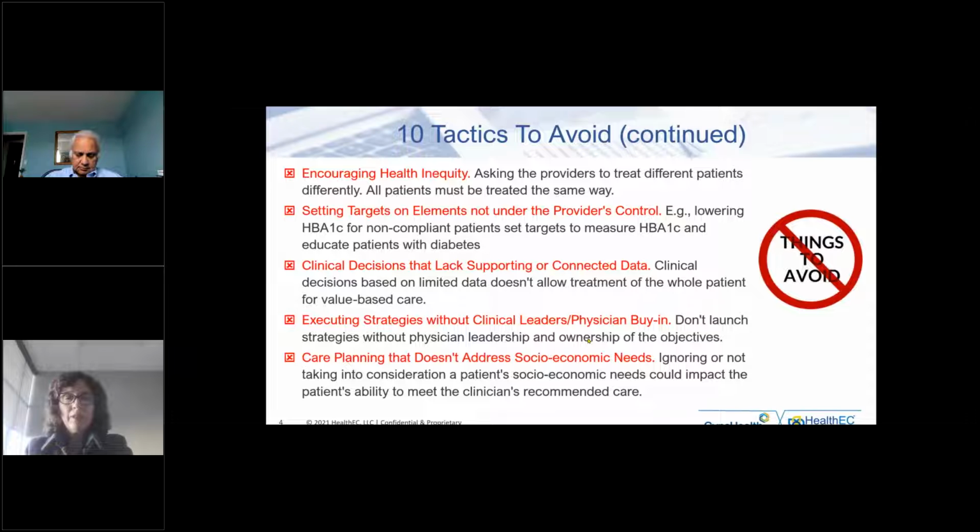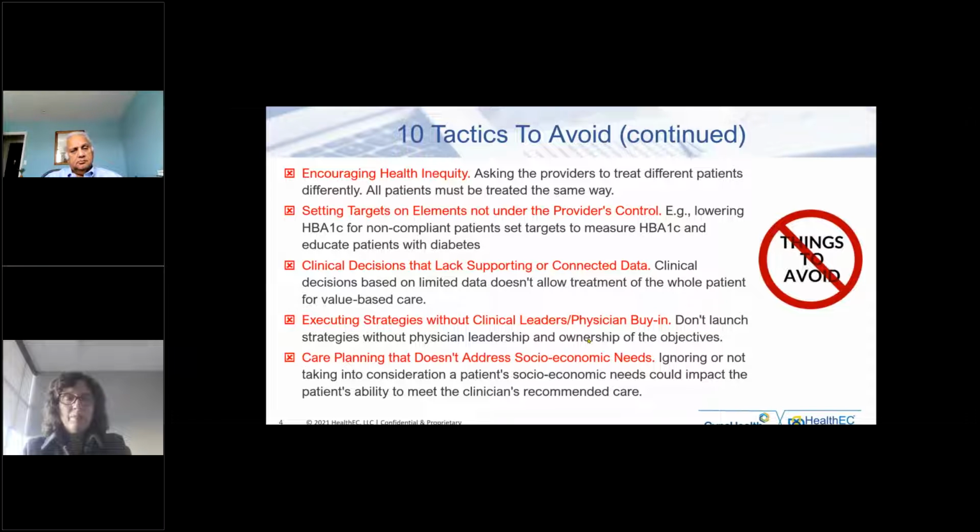First of all, number 6, not encouraging health inequity, so encouraging health equity, so that all patients are being treated the same. Do not set targets that are not under the provider's control. For instance, many physicians have been asked to have a metric of hemoglobin A1C that they know they're not going to be able to budge because the patient really has not been able to engage in the care. So it is better to look at process measures or other metrics that are more in their control. It sets up a very good dialogue and partnership with providers.